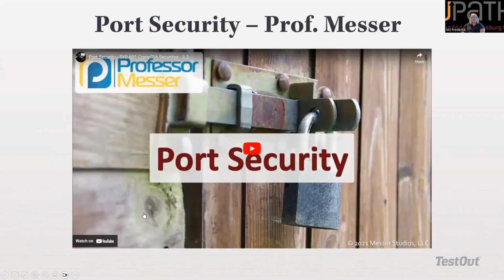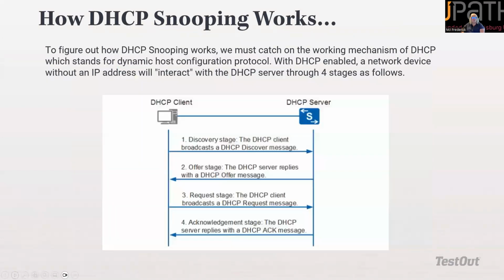Now, Professor Messer has a great video, and this is also from the Security Plus, but it pertains to networking, port security. So he goes over port security. Now, we talk a little bit about different things like ARP poisoning, DHCP snooping, things like this. So when we look at our Dynamic Host Configuration Protocol, right, because that's automatically, our addresses are automatically distributed for us. We don't have to manually do our IP addressing.